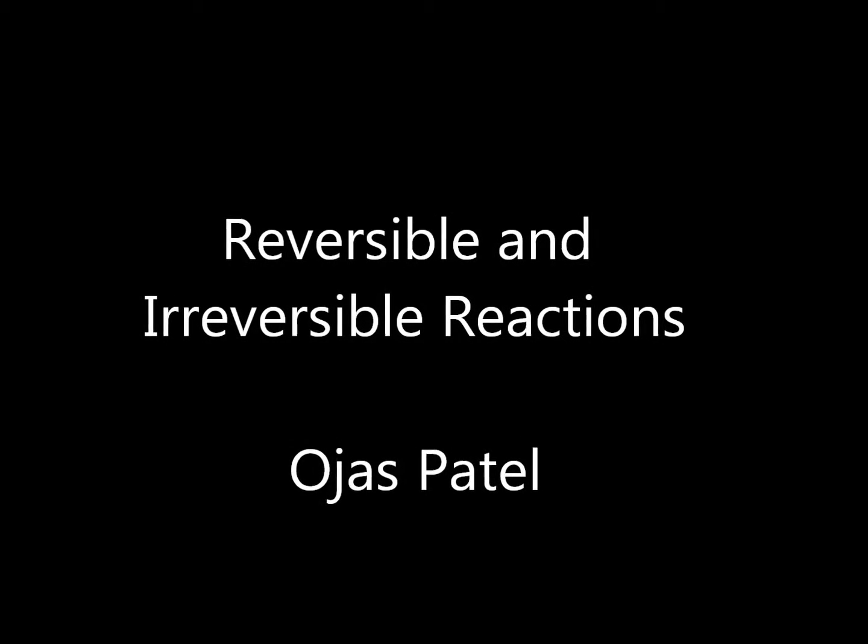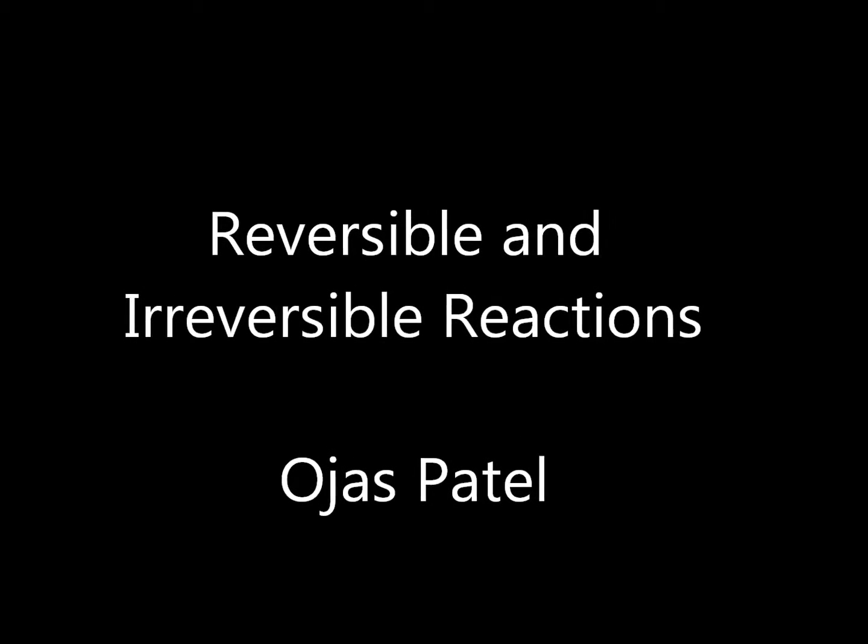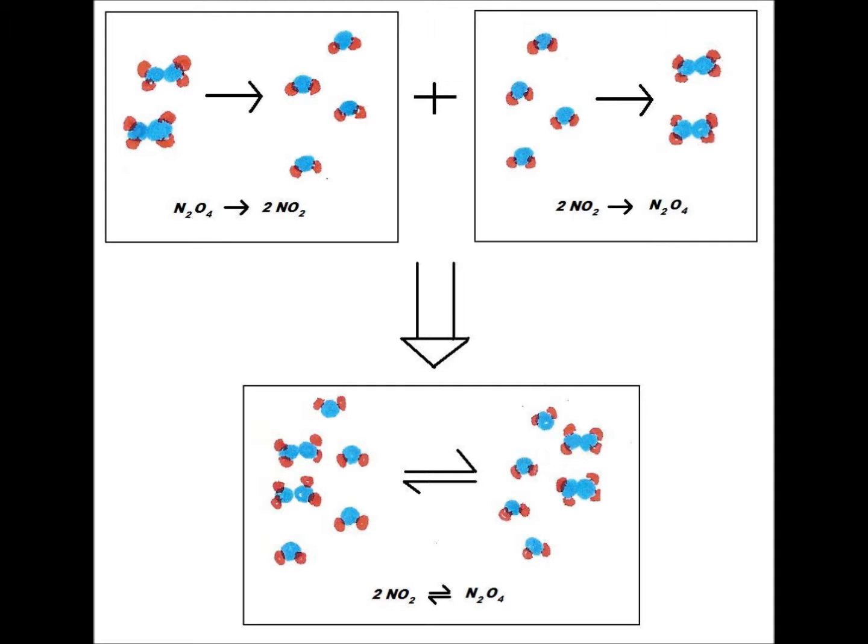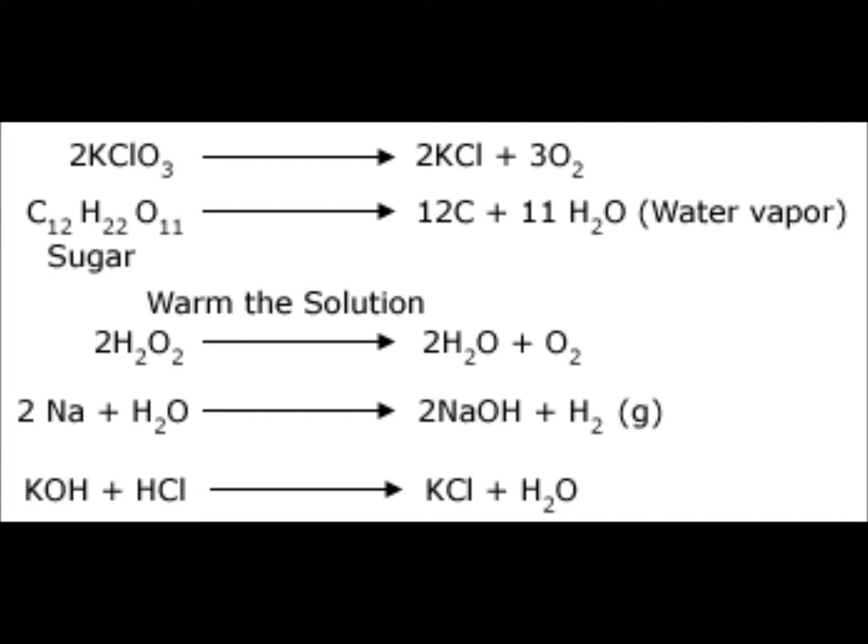Throughout the year, we learn mainly about irreversible reactions. These reactions include reactants which form a product. These are only one-way reactions and cannot be undone. Reversible reactions, on the other hand, can be undone and are two-way reactions.